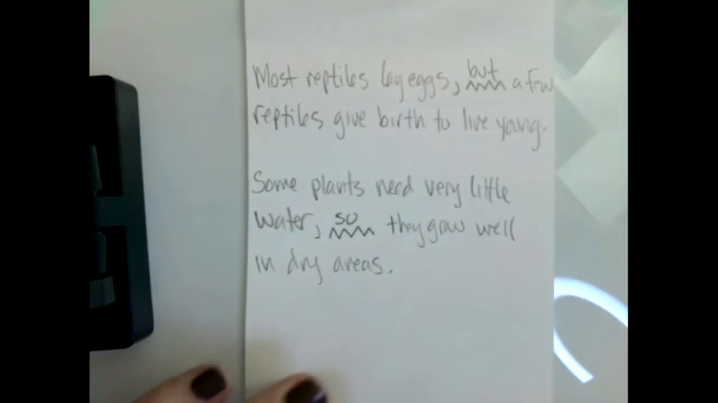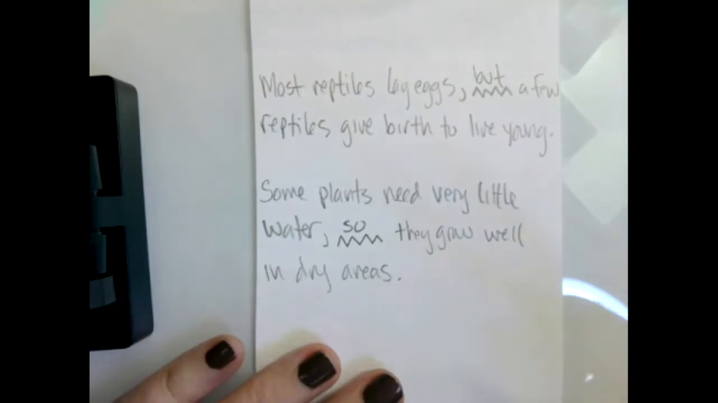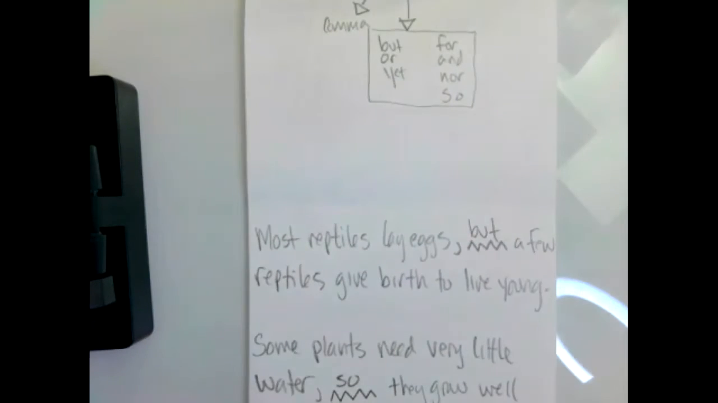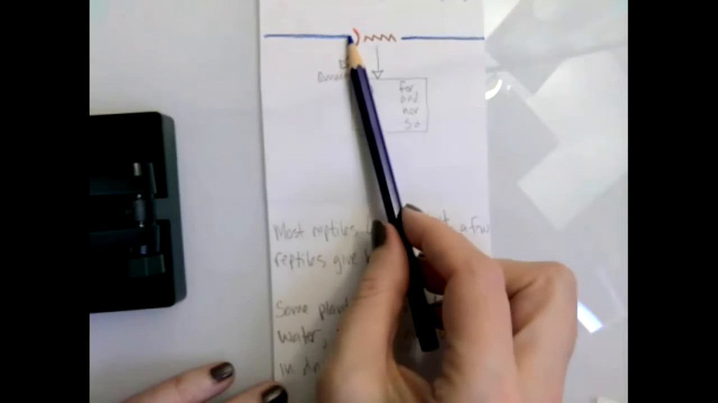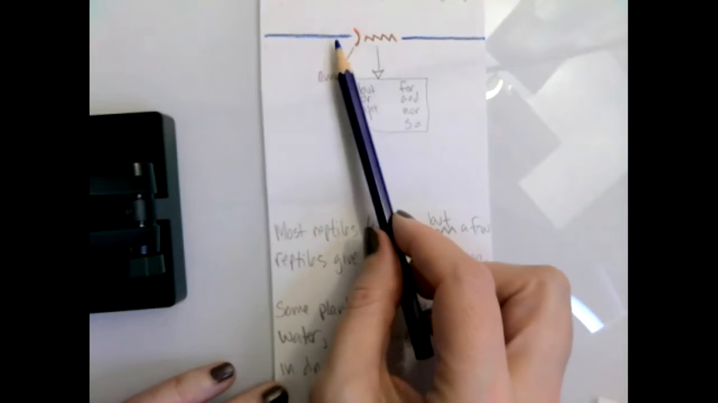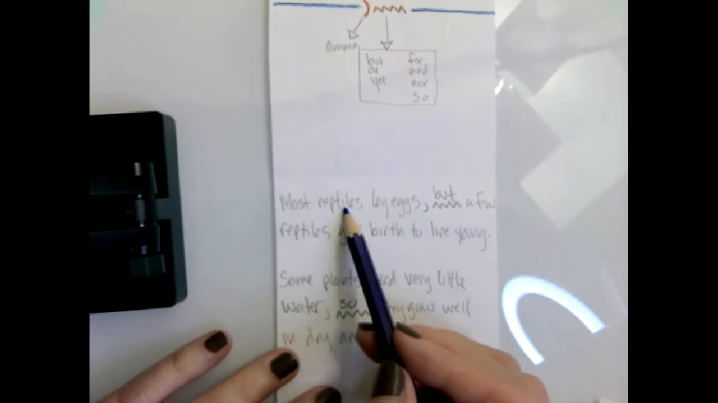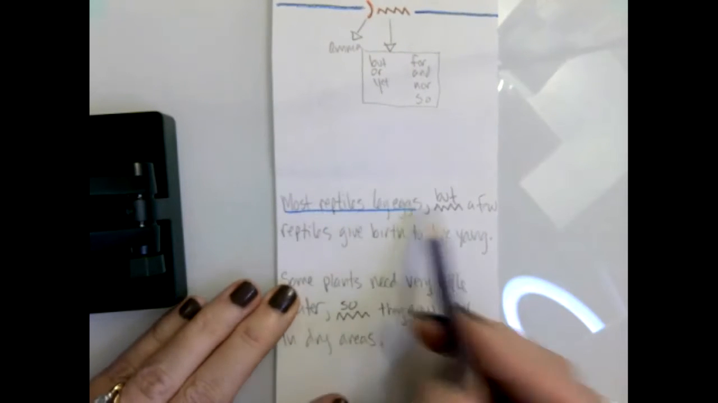All right, now that you've got this copied down, this is where you wait until your child has it copied down. Then you color code it together. You say, okay, if we're looking at this compound sentence frame, it tells us that we start with an independent clause, a complete sentence, a complete thought, and this right here is that: most reptiles lay eggs. That's a complete thought. We're going to underline that in blue.